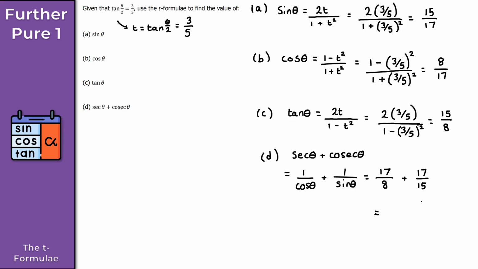So all I need to do now is evaluate this addition here. So you can either do it by hand, or just put it into your calculator. Either's fine. What you should get here then is 391 over 120 there. Okay. And there we have it.